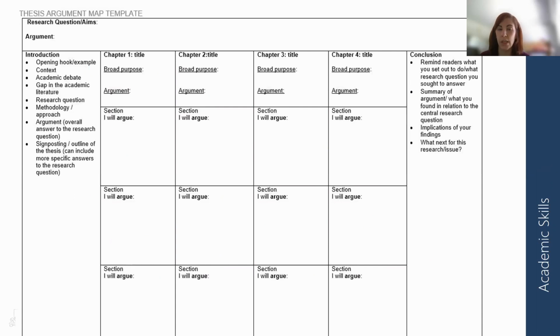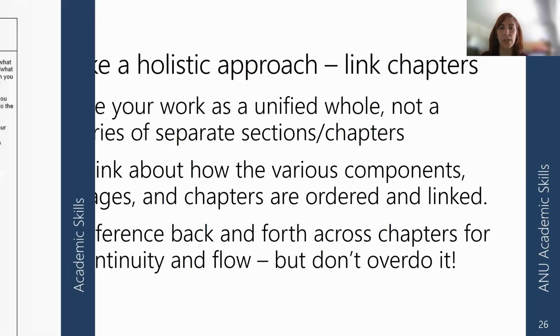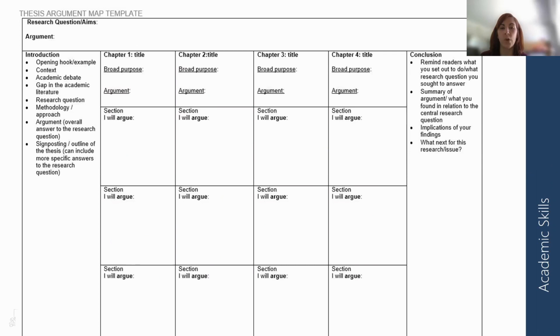So this is what it looks like. It's not that complicated, but it does really help you to see your whole argument at a glance. Let's just see. Okay, so on our website, if you just Google ANU Academic Skills Thesis Structure, you will see various options, and you will see a long thesis map, which would give you more than 4 chapters. It would go up to, I think, 7 or 8. So you can download that one as a Word doc and start filling that in.